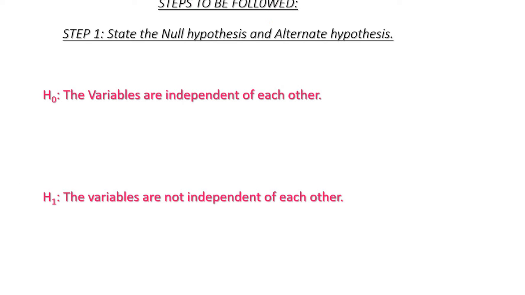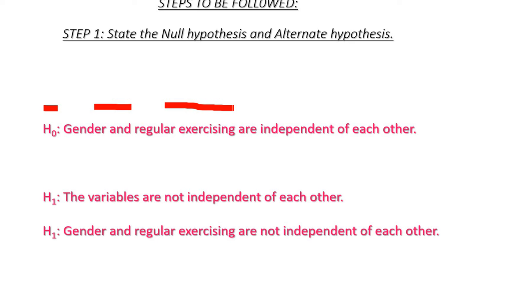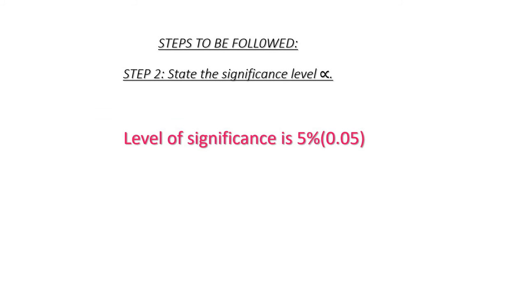So step 1, we need to tell what's the null hypothesis and the alternate hypothesis. H naught, the null hypothesis is that the variables are independent. The two variables here we are studying, gender and regular exercising, are independent of each other. Alternate hypothesis is that variables are not independent of each other. So we can say gender and regular exercising are not independent of each other. We are ready with both the hypotheses. Let's move on to the second step.